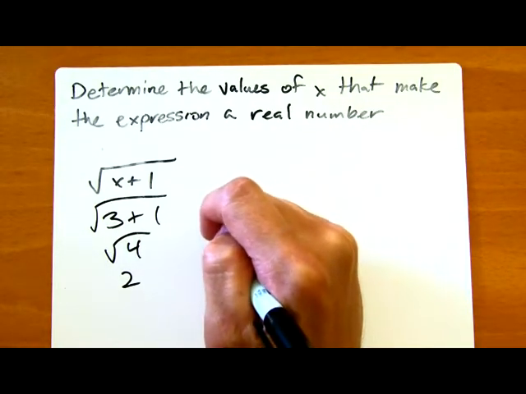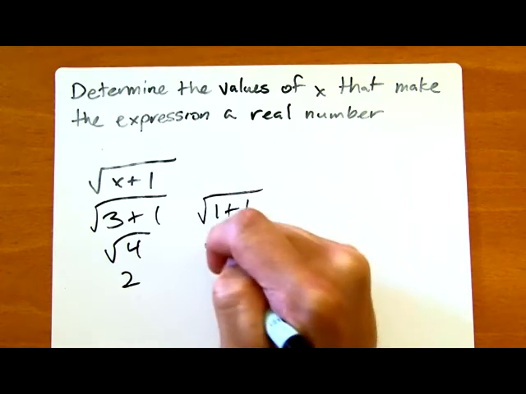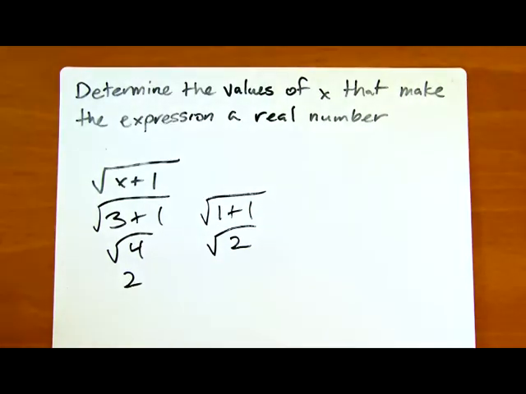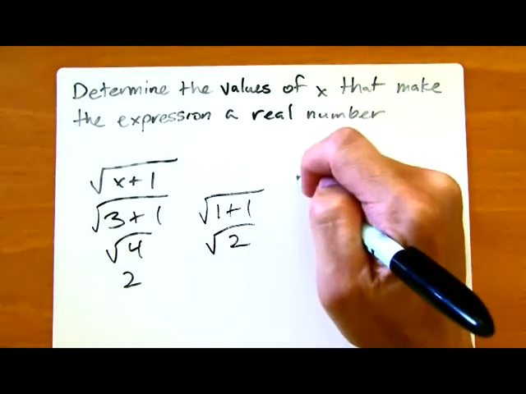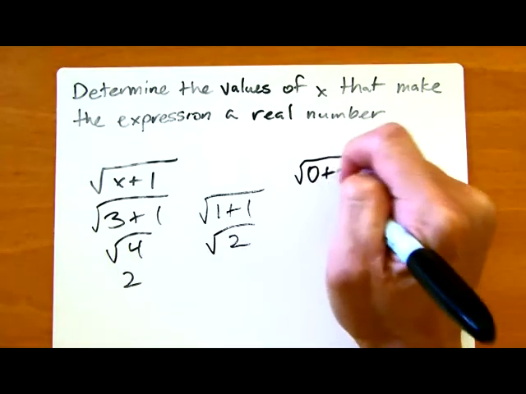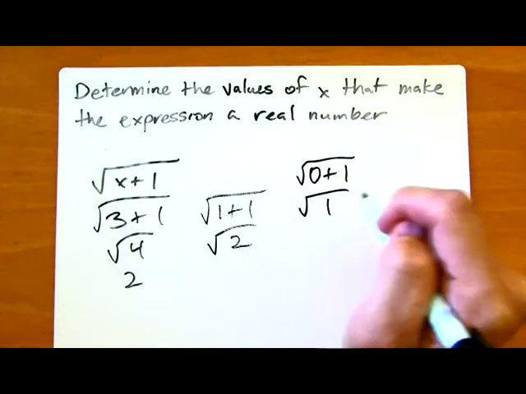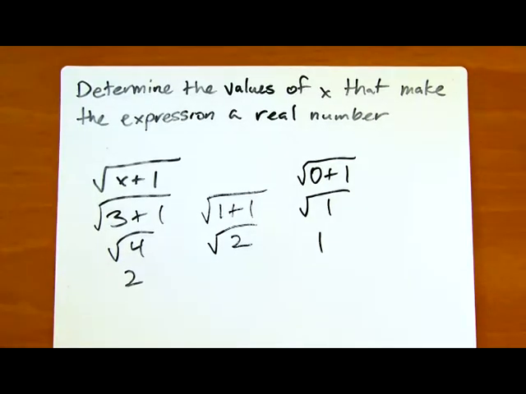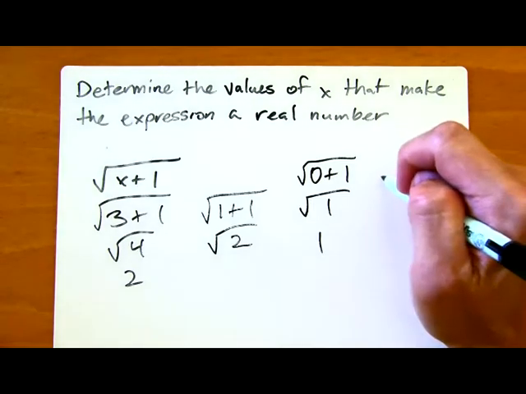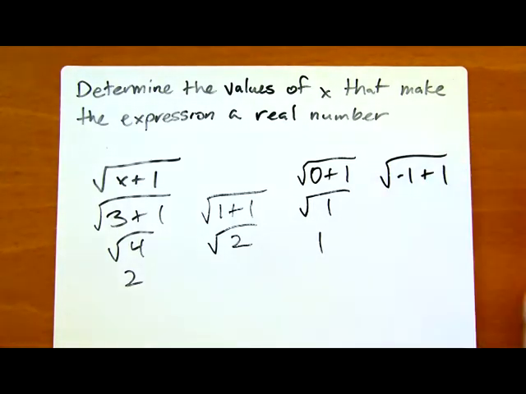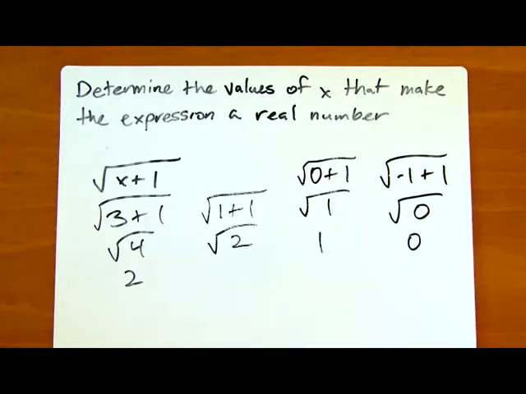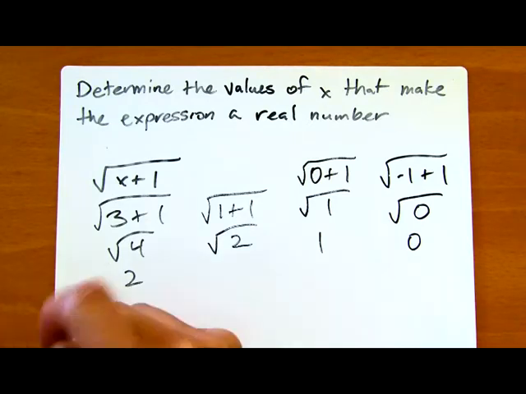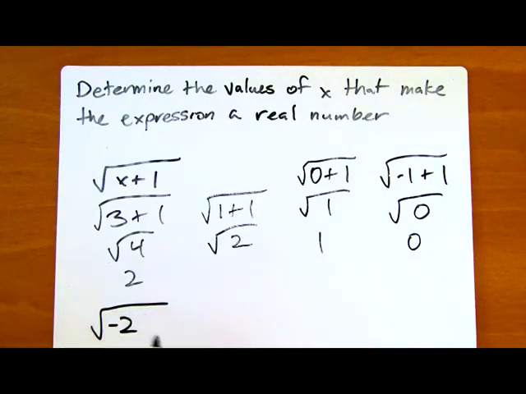1. This is square root of 2. Doesn't come out nice, but we can square root it. So 1 works. What about 0? 0 plus 1. Square root of 1, which is 1. Okay, so that works. Can we go lower? -1. This is square root of 0, which is 0. Can we go lower? How about -2?